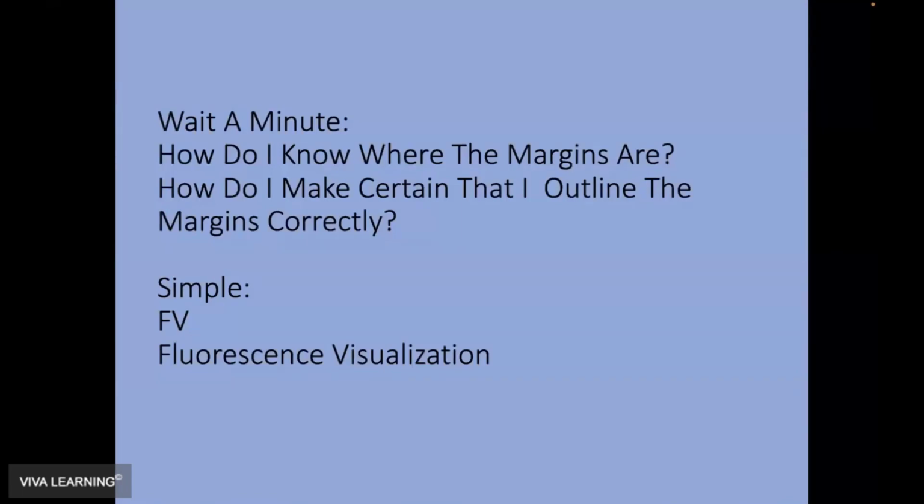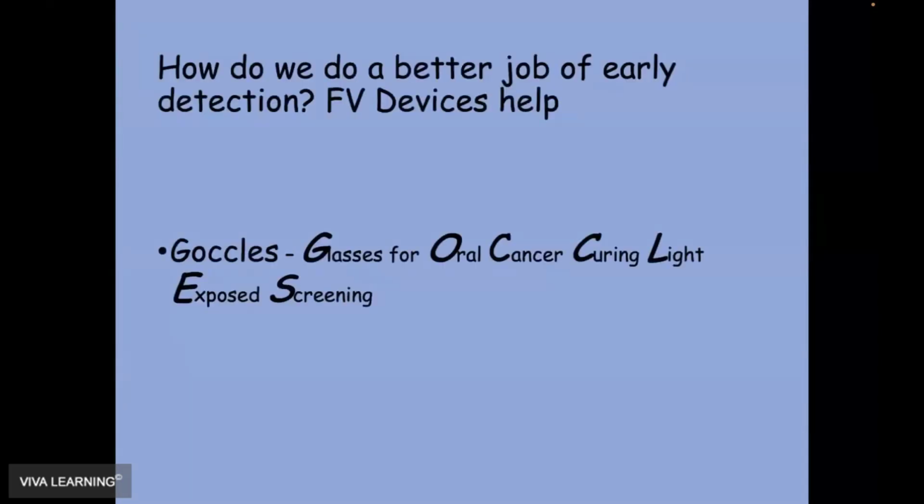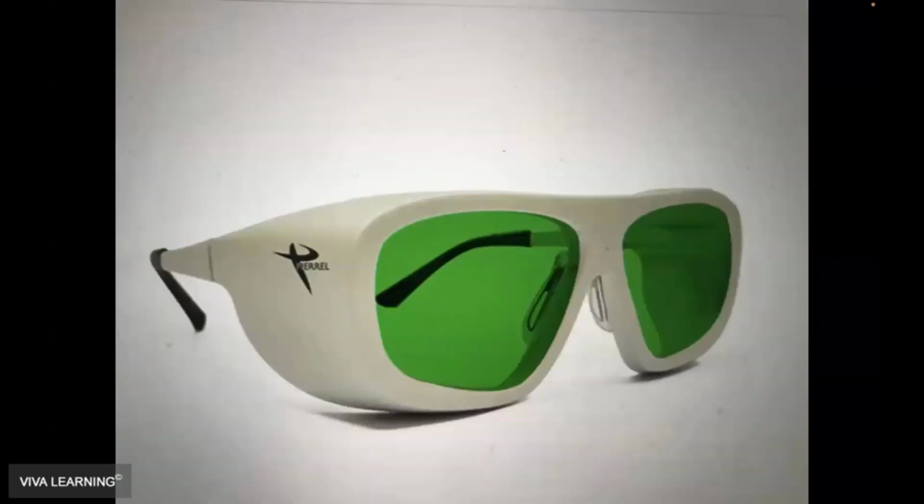How do I know where the margins are, though? How do I make certain I outline the margins correctly? Fluorescence visualization. So how do we do a better job of early detection? Fluorescence visualization helps. There are goggles, glasses for all cancer curing light exposed screening. It's a pair of glasses that will filter out certain wavelengths of light. And when you shine your curing light on a lesion, it can let you know if it's most likely benign or not, if it's something that needs to be biopsied or not.